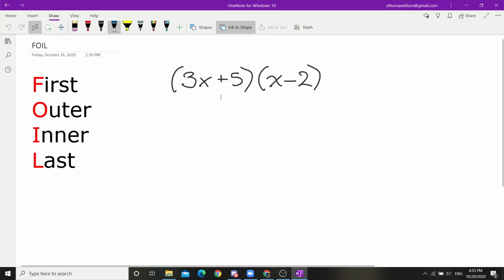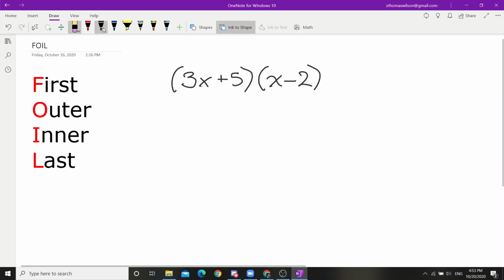Hi, in this video I'm going to quickly go over foiling, which is basically how you multiply two groups that usually have variables and plus or minus a regular number, because it's going to be a little more complex than simply multiplying, say, that, because you can just multiply those together. But in this case, it's going to be a little more complicated.